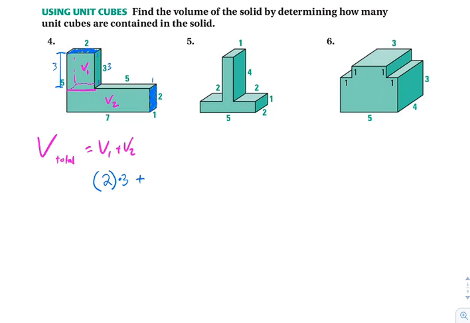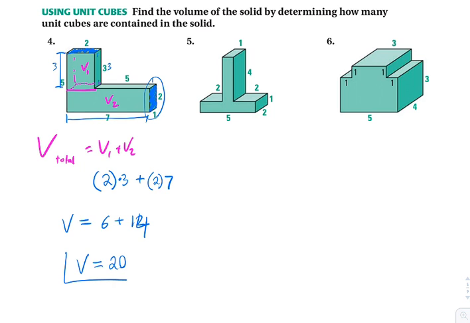Plus the volume of the bottom one, where I chose this to be my base. Again, the area of that base is 1 times 2, or 2. And the height of this prism is the distance between the bases, or 7. So the total volume is the volume of the top piece, 6 cubes, plus the volume of the bottom piece, 14 cubes, for a total of 20.